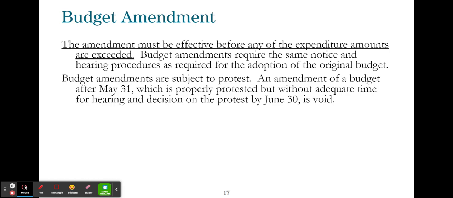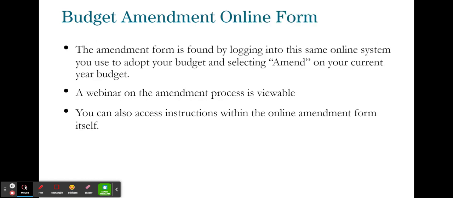I always do tell folks, though, if you're thinking you need to amend in June, go ahead and do it. It's better to go ahead and have that amendment out there and completed. The chances of protesting an amendment are lower than a regular budget because they're simply protesting an expenditure for which you already have the funds to cover. It's not an opportunity to discuss taxes again at that point.